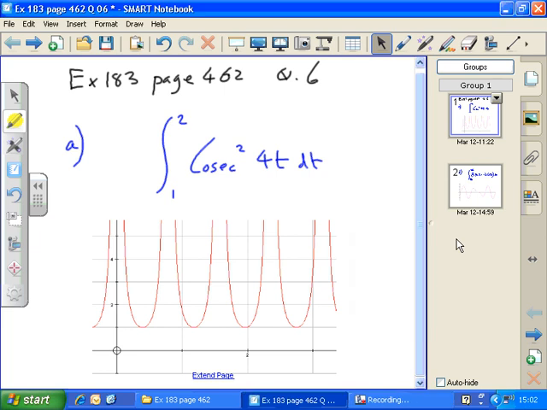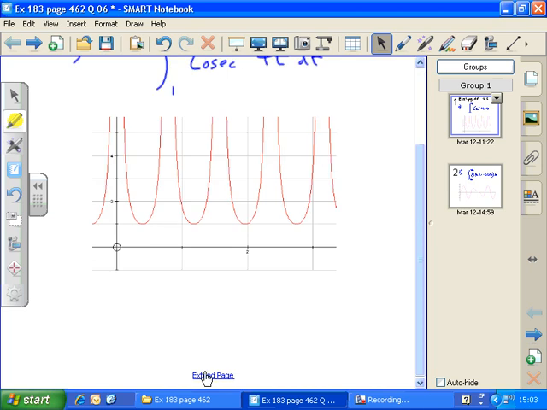Exercise 183, page 462, question number 6a: integrate between 1 and 2 cosec squared 4t dt. If we look at the function y equals cosec squared 4t, we note that it goes off to infinity between 1 and 2. So although we can find the area underneath the curve, we've got to be a bit careful when we come to apply this to an engineering model. But let's carry on with the question and work out what it is.